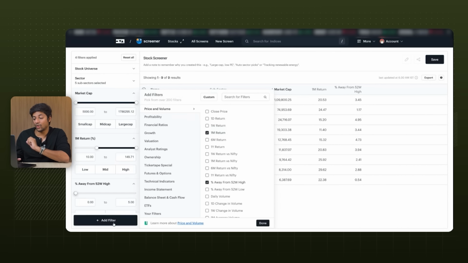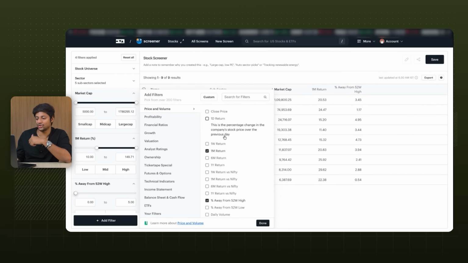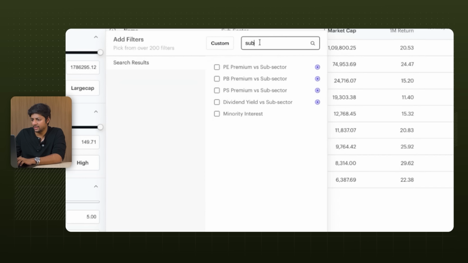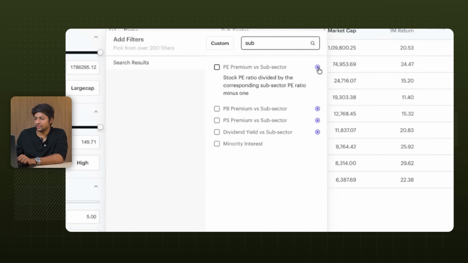Okay. Now, coming to one more, what I'm going to do is, which is, I would say, additional. I want to actually add a subsector filter. Okay. So let me check if that is there. So this is a pro tool. So a pro tool means this is only if you have a paid account with Tickertape, you can use this, but this is a very important tool.